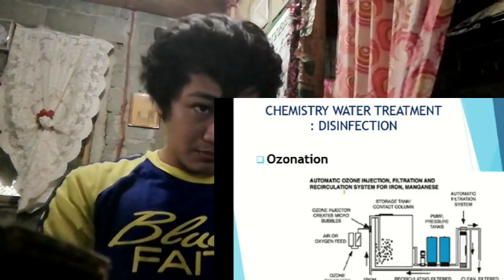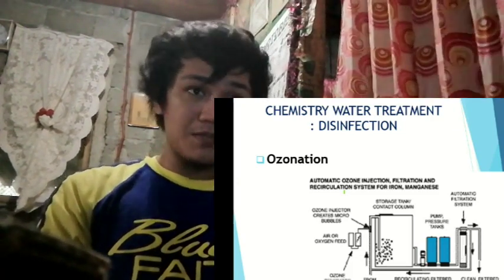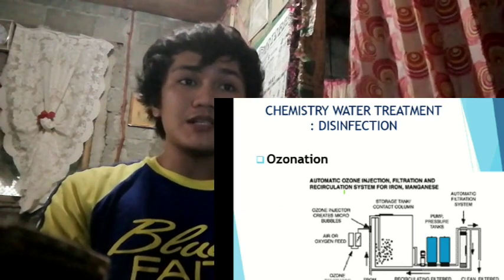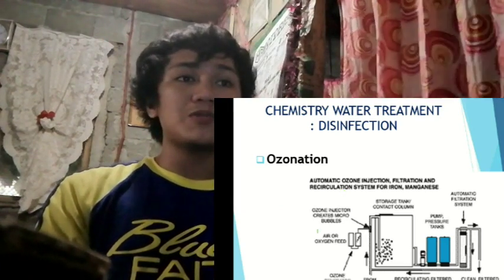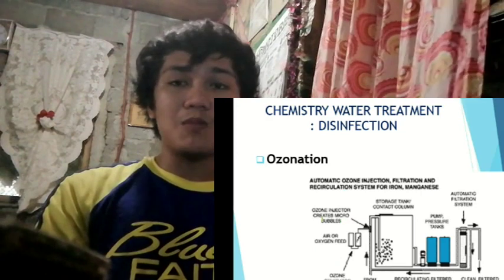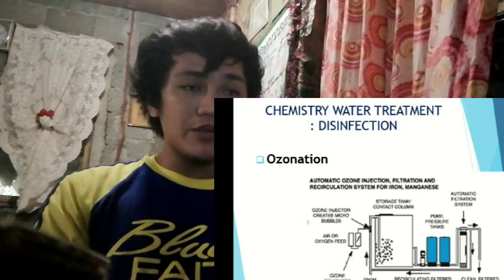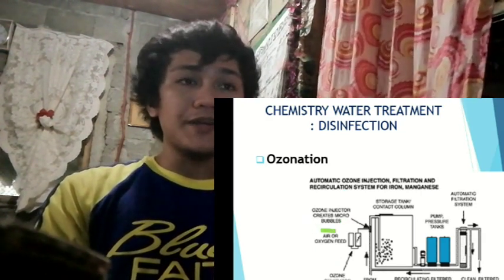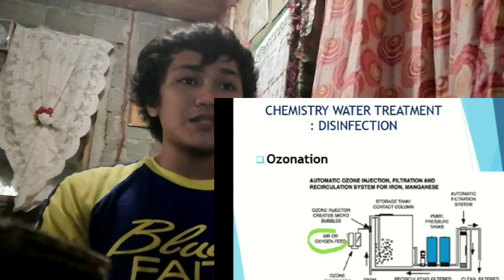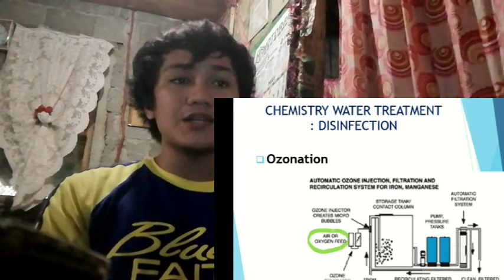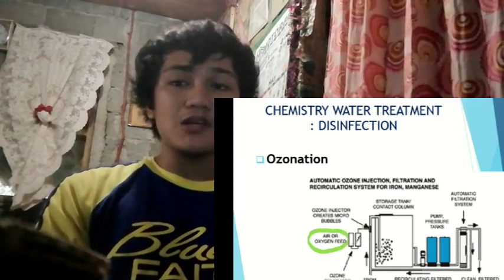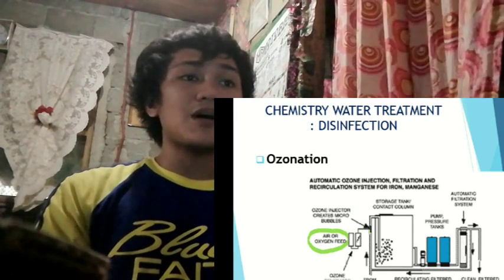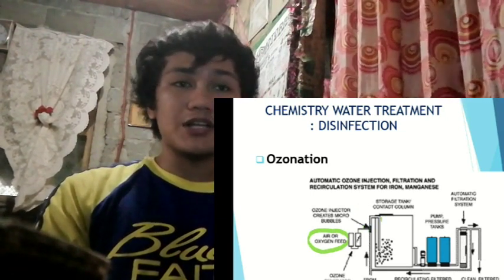Ozonation. Ozone is a pungent smelling unstable gas. It's a form of oxygen in which three atoms of oxygen are combined to form the molecule O3. Because of its instability, it is generated at the point of use. The ozone generating apparatus commonly is a discharge electrode.